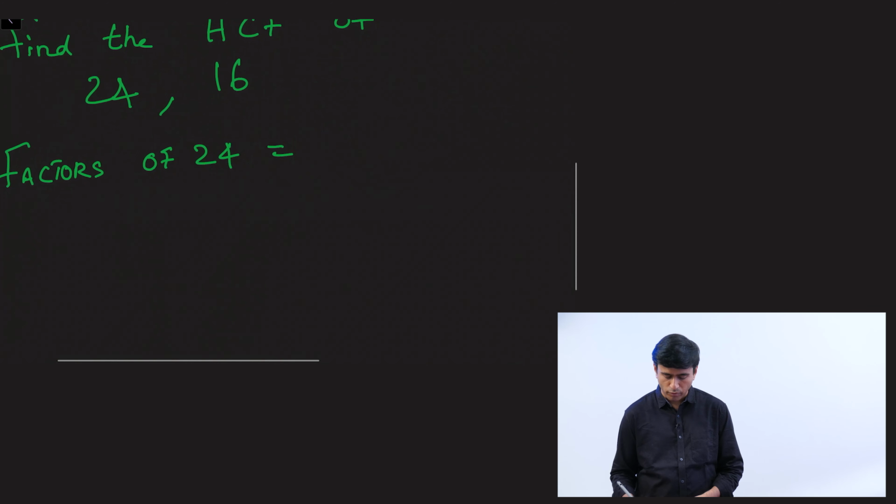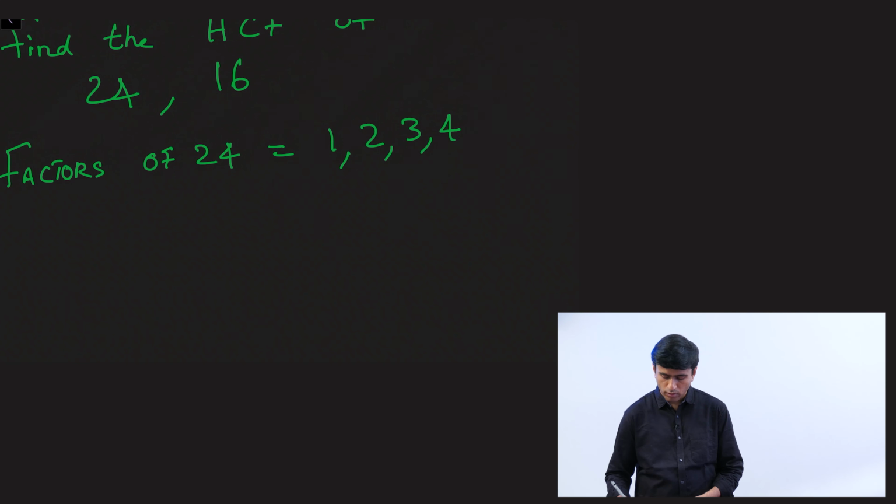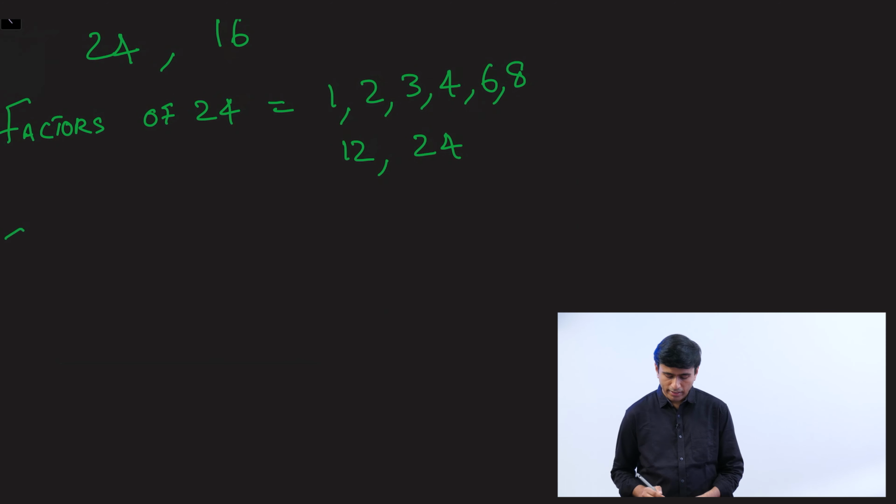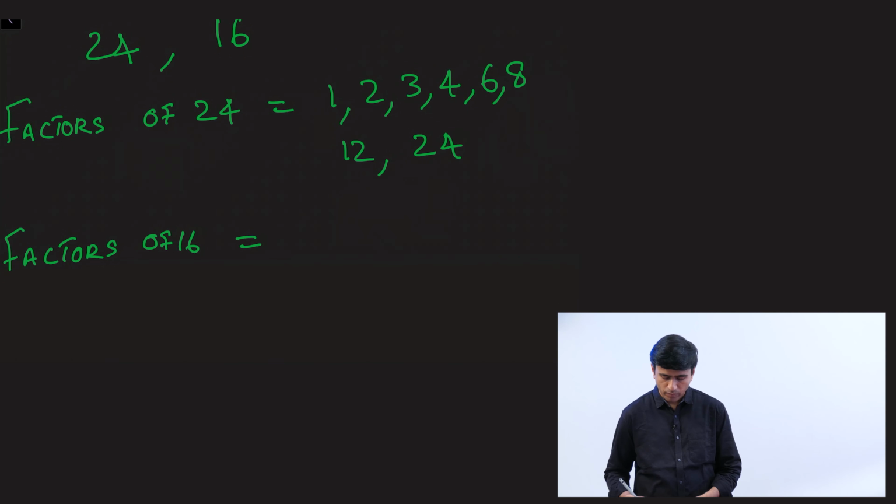What are the factors of 24? 1, 2, 3, 4, 6, 8, 12 and 24. Next, we need to list the factors of 16. What are the factors of 16? 1, 2, 4, 8, 16.